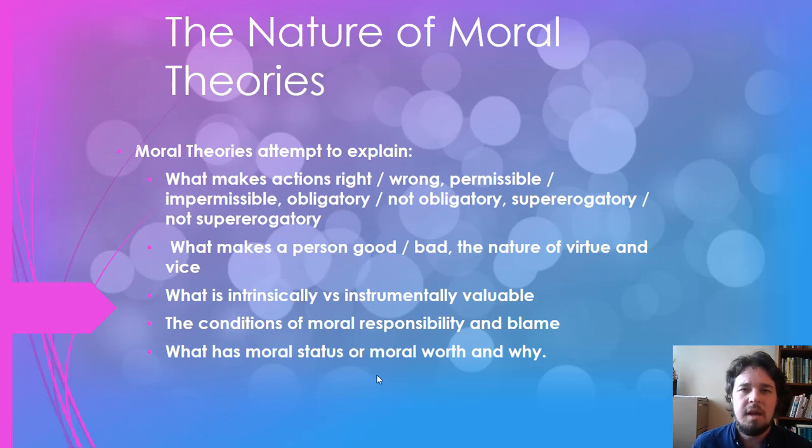So the first thing to understand is what moral theories are trying to do. Moral theories try to explain a number of things. A big thing that moral theories are trying to explain is what it is that ultimately makes an action right or wrong. So if you make a promise to your friend and you break the promise because you're negligent, you did something wrong. But what exactly makes that action wrong?